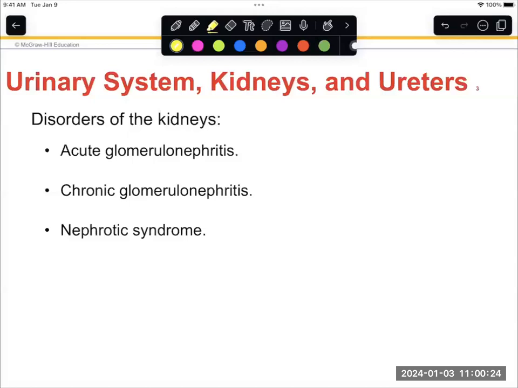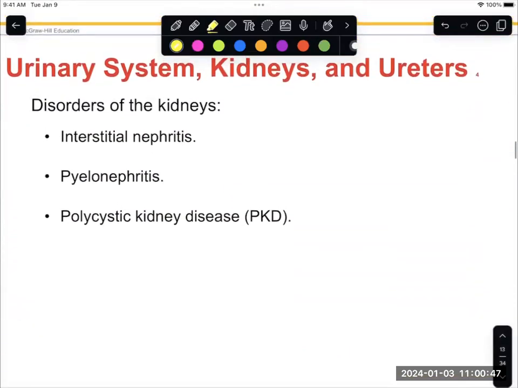Nephrotic syndrome. This involves large amounts of blood proteins being excreted in the urine. It's treated with reduced sodium intake, diuretics, to lose more water, and steroids. Interstitial nephritis is an acute temporary inflammation of the spaces between the renal tubules. It's often caused by allergies or is a side effect of medication. Pyelonephritis is an infection of the renal pelvis, which sometimes occurs as part of a UTI, a urinary tract infection.